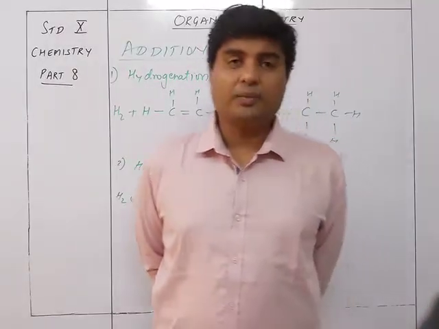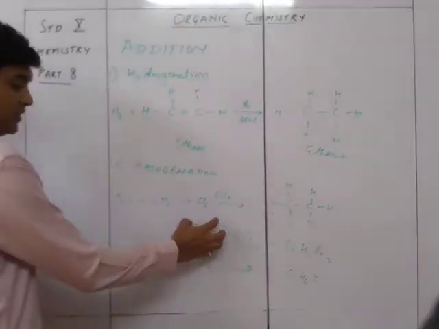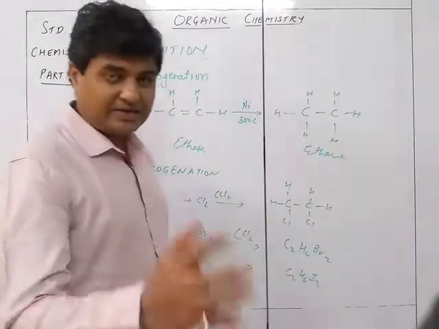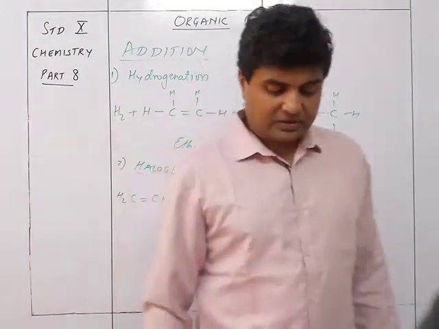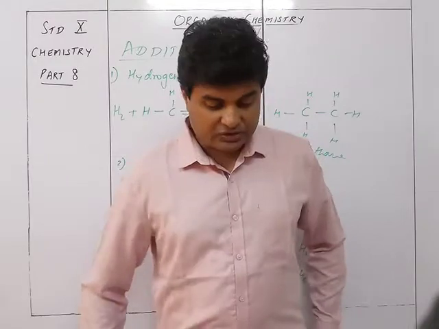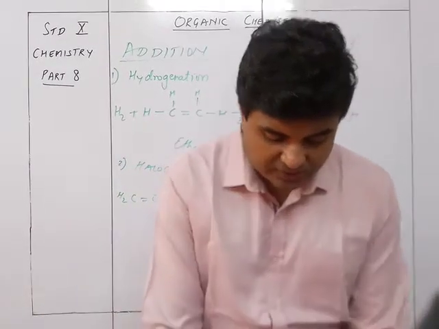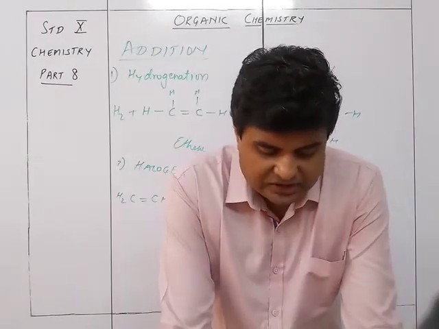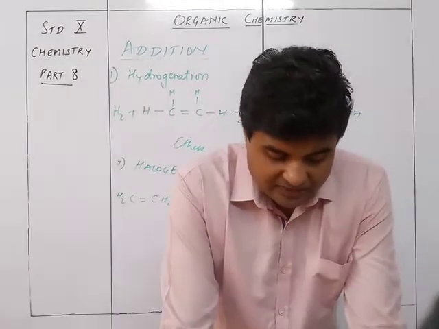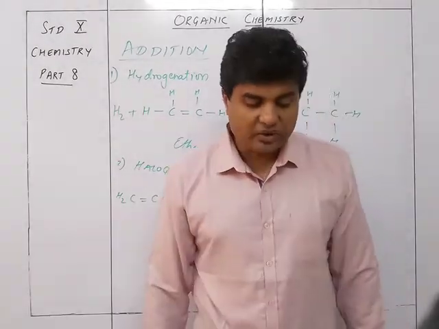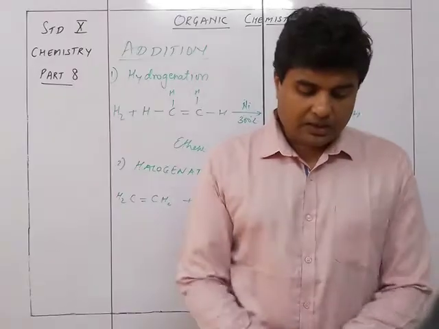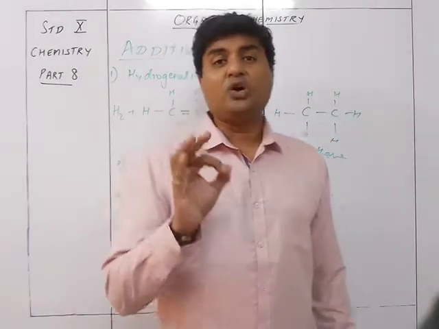So originally you can see the brown color was available over here, but this brown color will go away. That tells me that it has lost the color, it has become saturated. So it is a test for unsaturation, that the brown color of the bromine is discharged. So that was halogenation. The next we see is halogen acid.